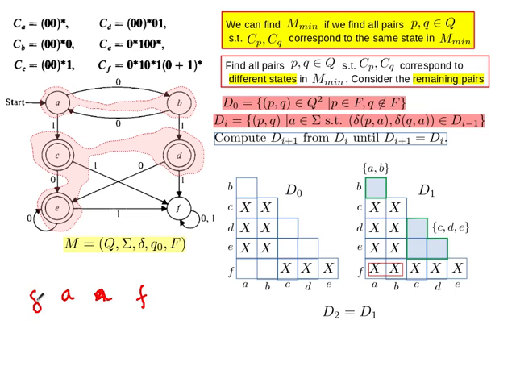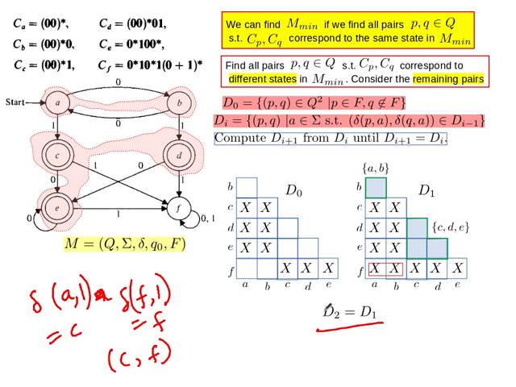Now we see that if I take, say, 1, this is what? This is C, right? And if I take delta of F on 1, this is F itself, right? So now if you look at CF, this CF was already here. It is already in D0, right? So that means we have discovered that this AF should also be distinguished in D1. So this AF is distinguished. Similarly we can distinguish B and F. And once we get here, if we compute D2, we will see that there are no more pairs. So that means we have discovered everything.